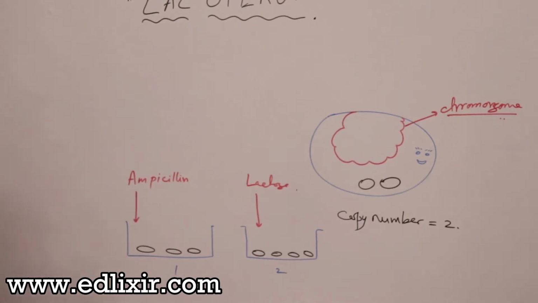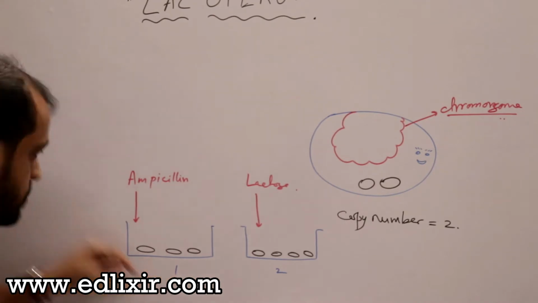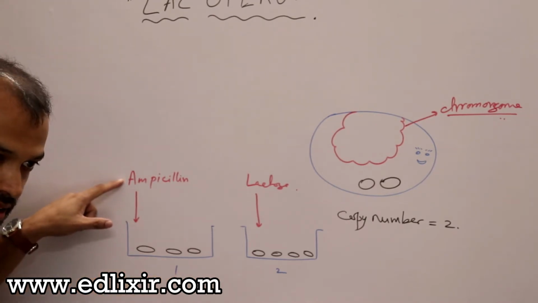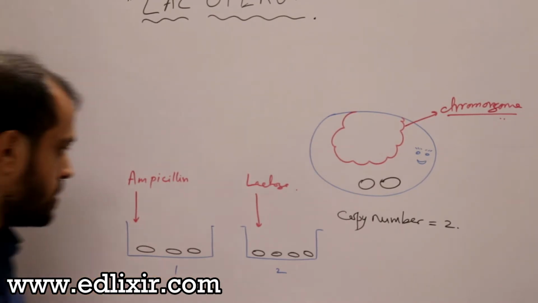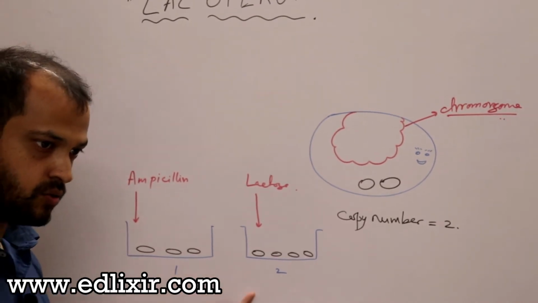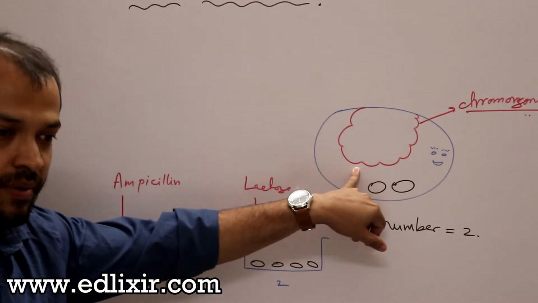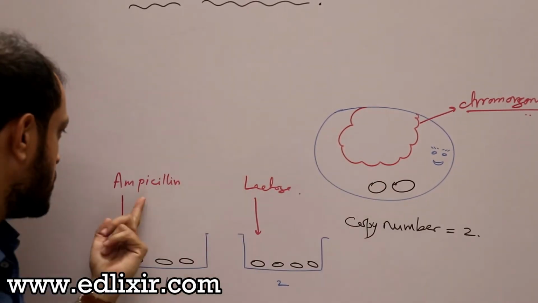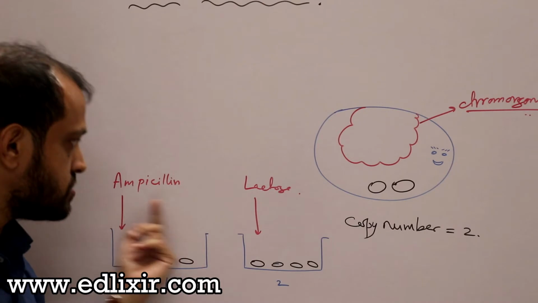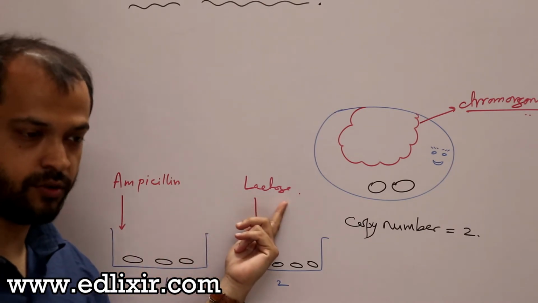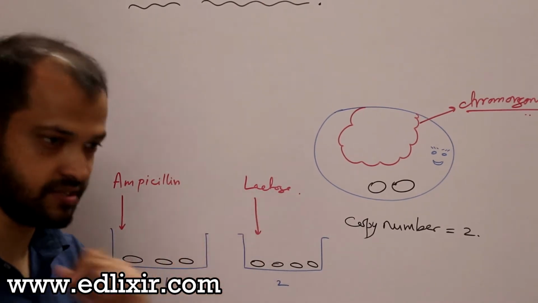Clear? We have introduced lactose in culture plate 2, and in culture plate 1 we have introduced ampicillin, an antibiotic. Now my question is this: in which case do you think that chromosome will actively participate in metabolism? In antibiotic resistance or in lactose metabolism? If you don't know this, probably you will never understand this class.